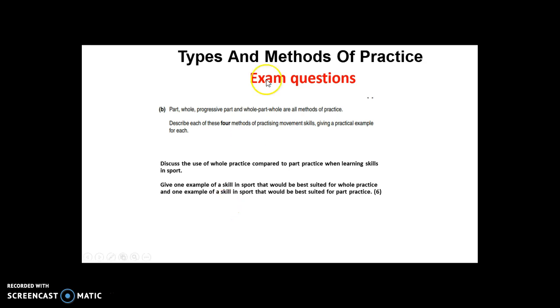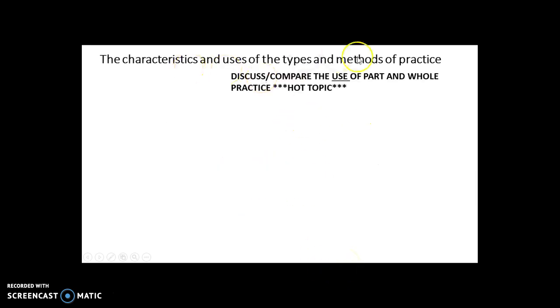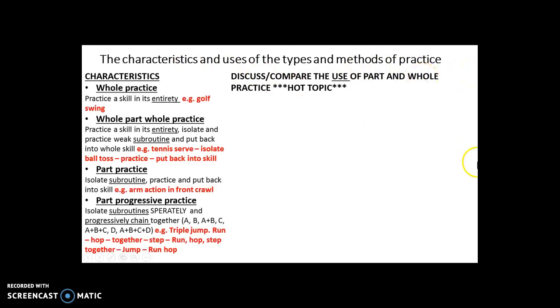So what we'll do is go through the basic types of question, and then we'll have a look at how you might memorize and apply information to this type of question. So, starting off then, characteristics, uses, and types of methods of practice. We go down here, I'll take you through them one at a time. First up then, we've got whole practice.